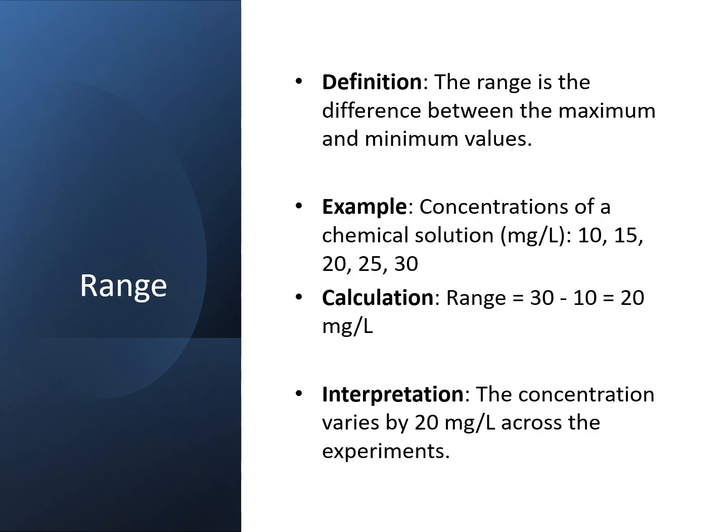Let's start with the simplest measure, range. The range is the difference between the maximum and minimum values in the data set. For example, consider these concentrations of a chemical solution in 5 experiments: 10, 15, 20, 25, and 30 milligram per liter. The range is calculated as the maximum value minus the minimum value, which is 30 minus 10, giving us a range of 20 milligram per liter. This shows the total variability in the data.